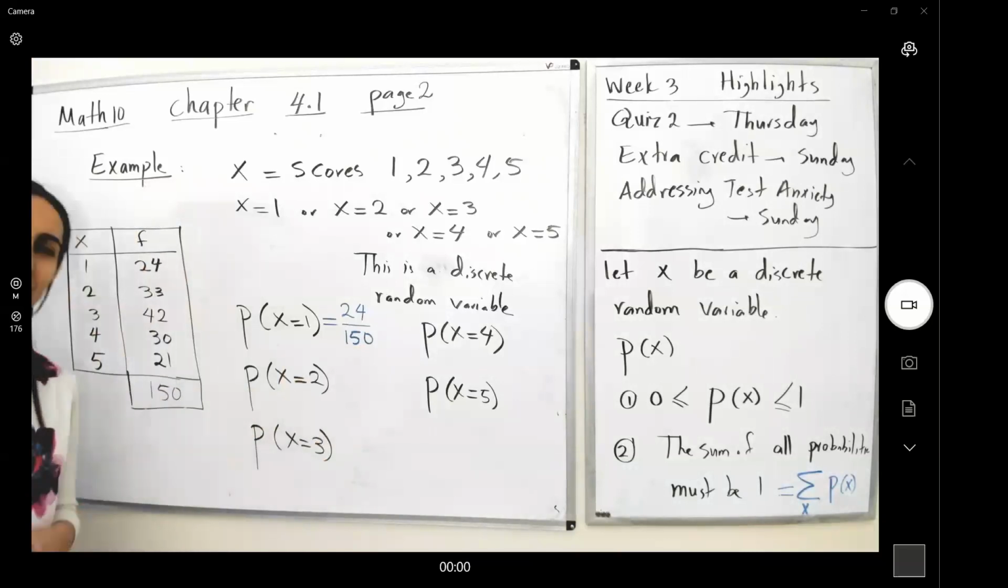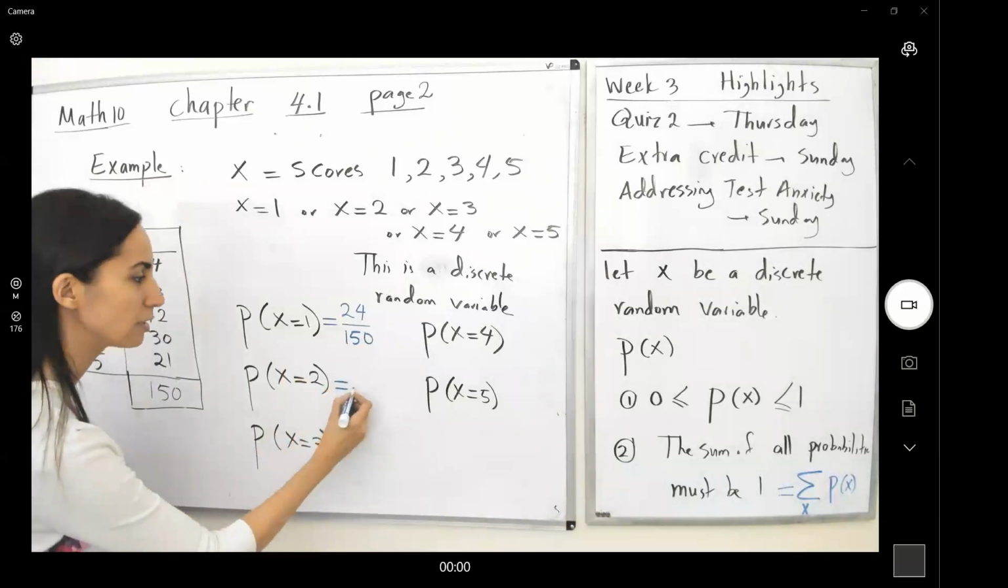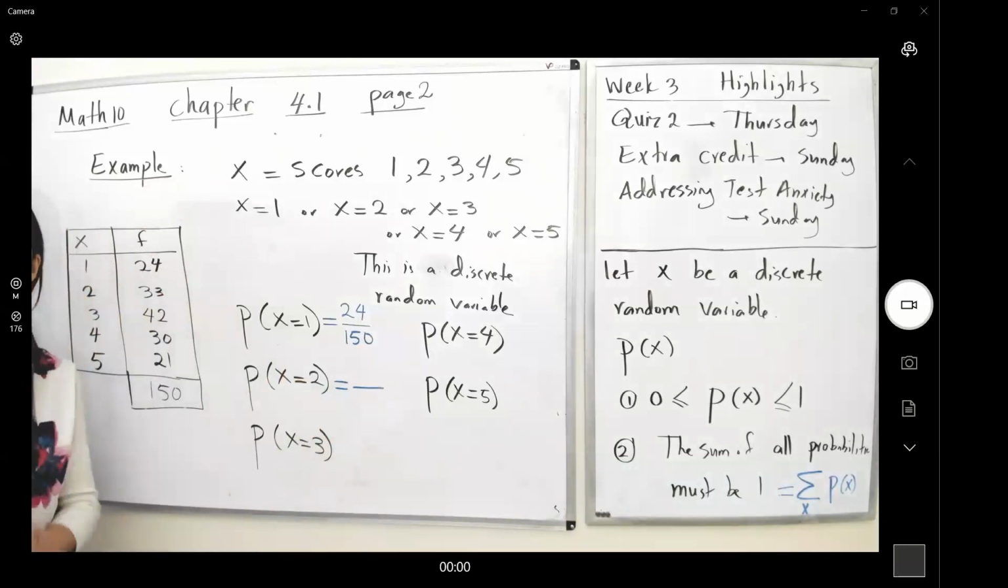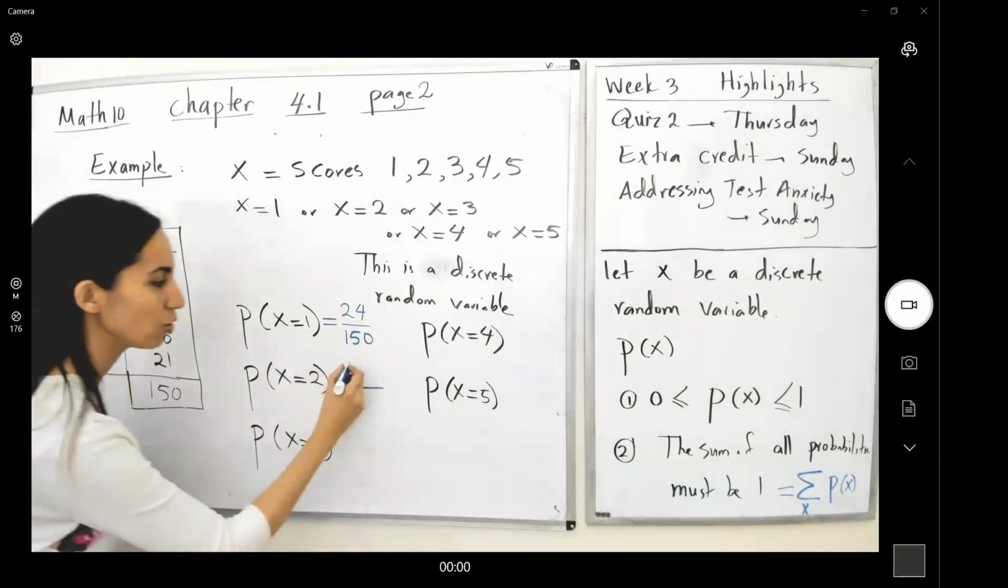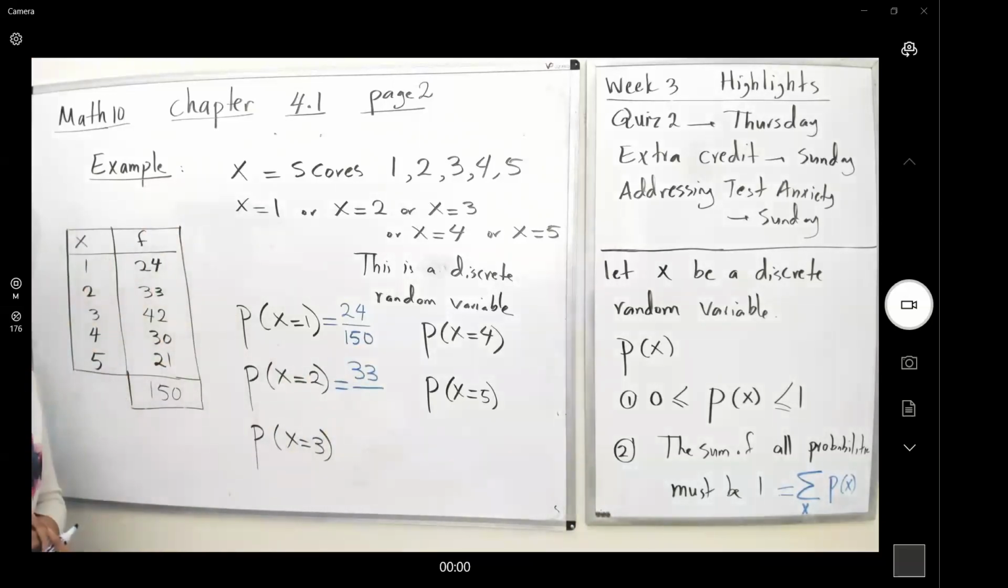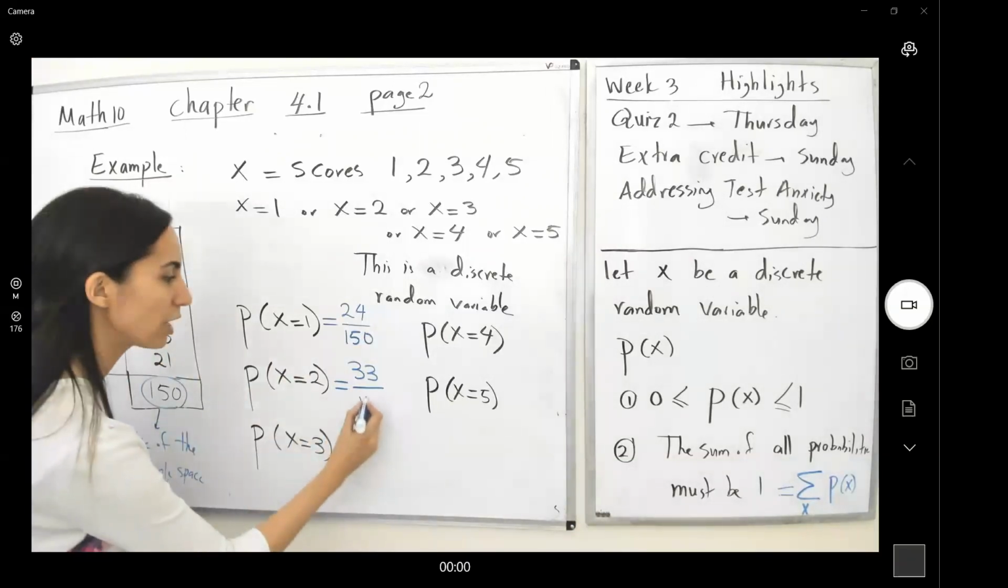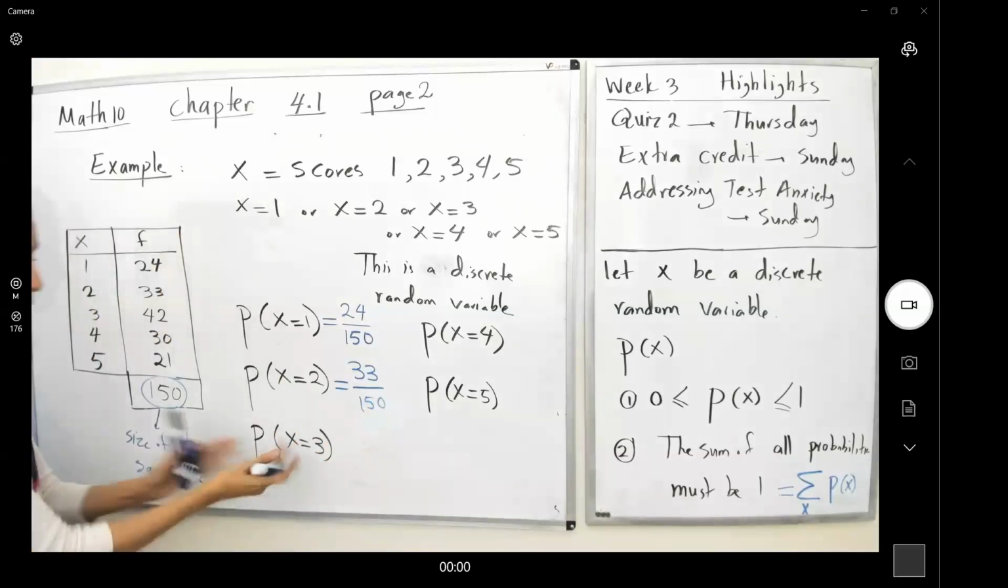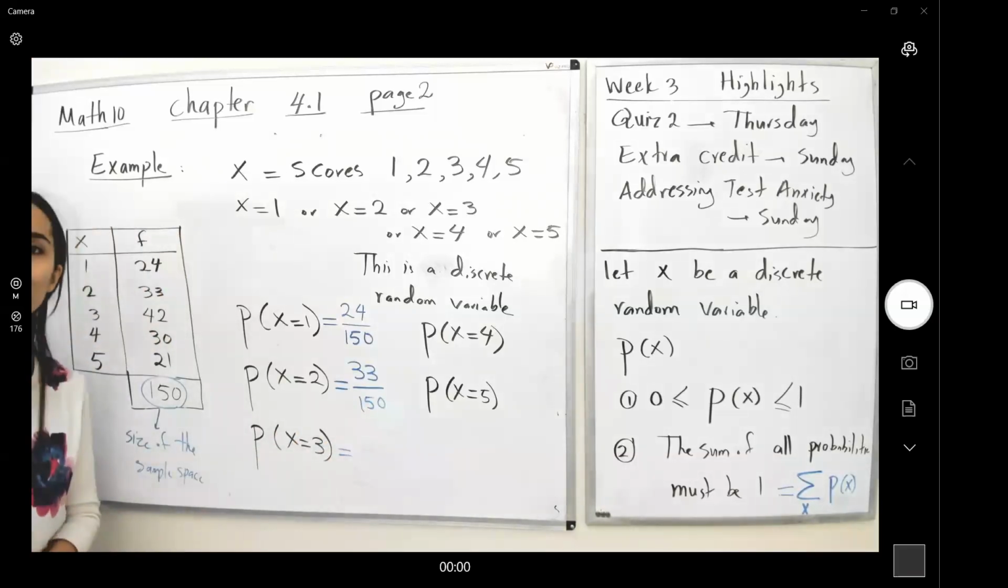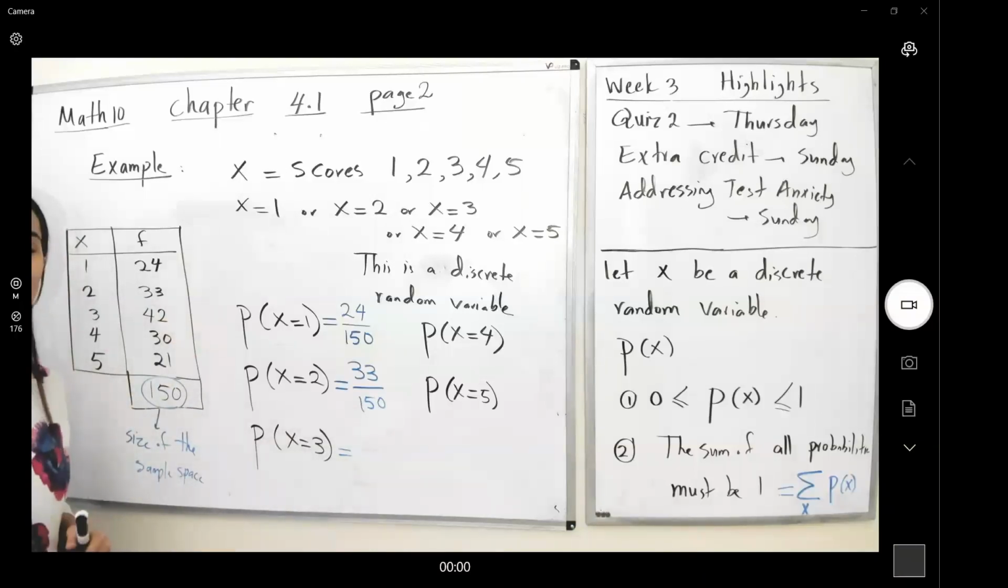The probability that x is equal to 2, there we go. The event is, the score is 2. How many people got score 2? 33 of them. So the size of the event is 33 over the size of the sample space, 150. What is the probability that x is equal to 3? What is the probability that you randomly select a person and that person got score equals to 3?